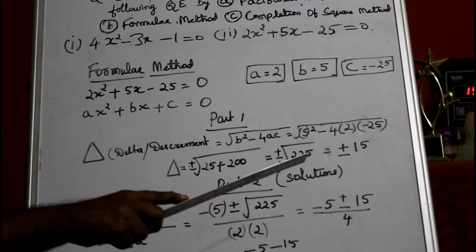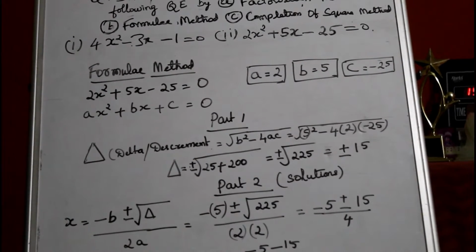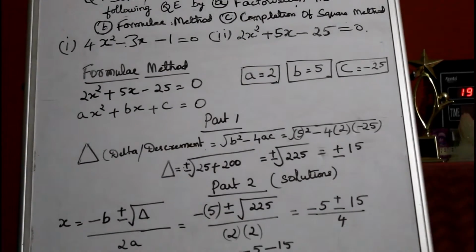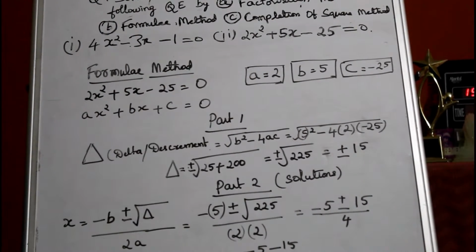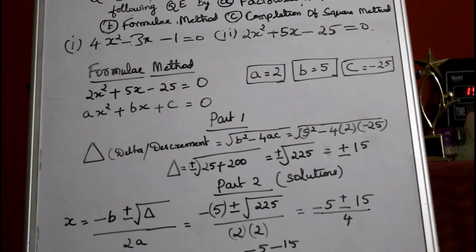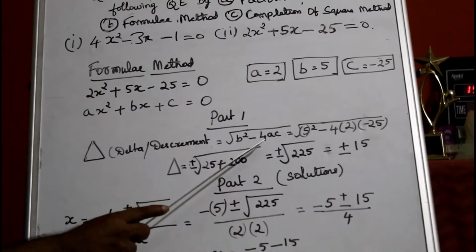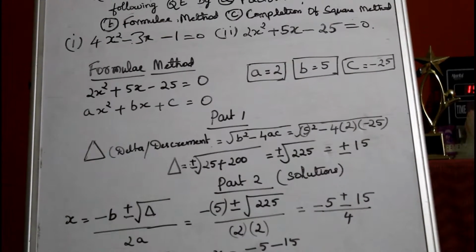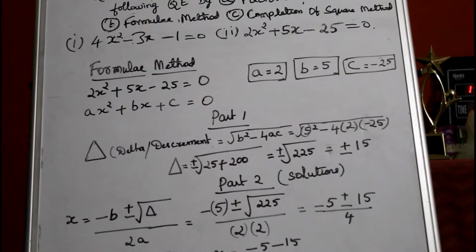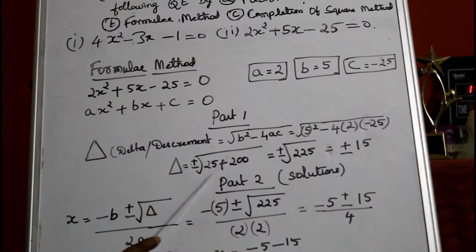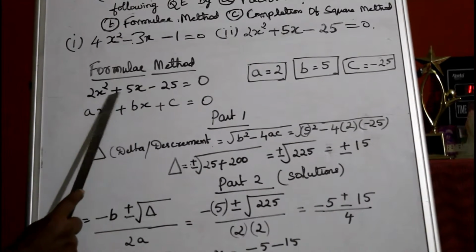If you can't even split the middle term, this 5, to get that 50, this formula method is better, but it will take some time. It has two parts generally. You can do it as one part, or to make it non-tedious, you can make it two parts. See, this is the equation.